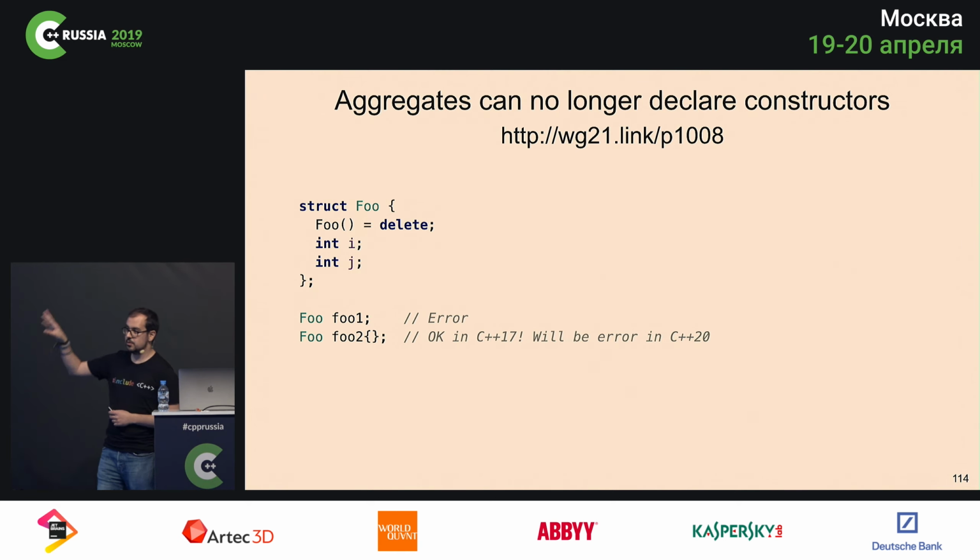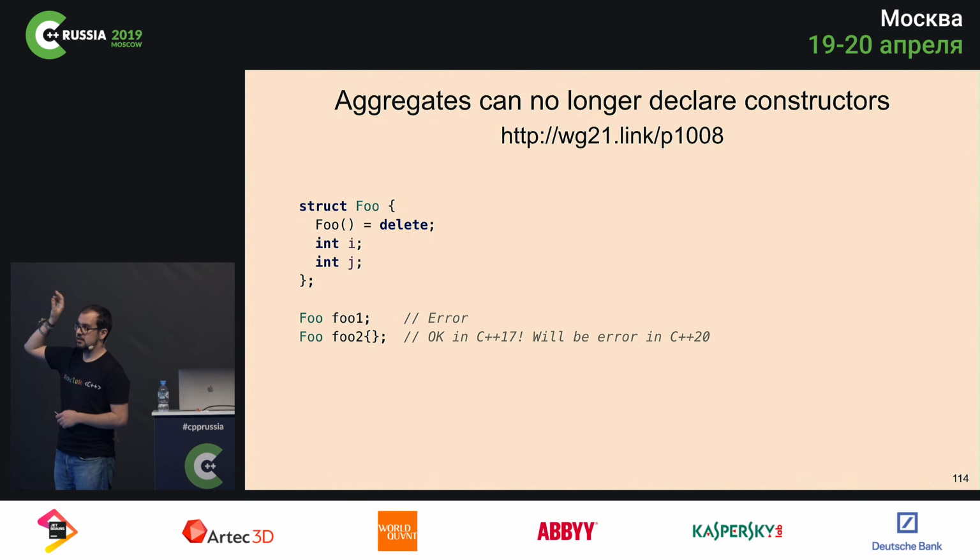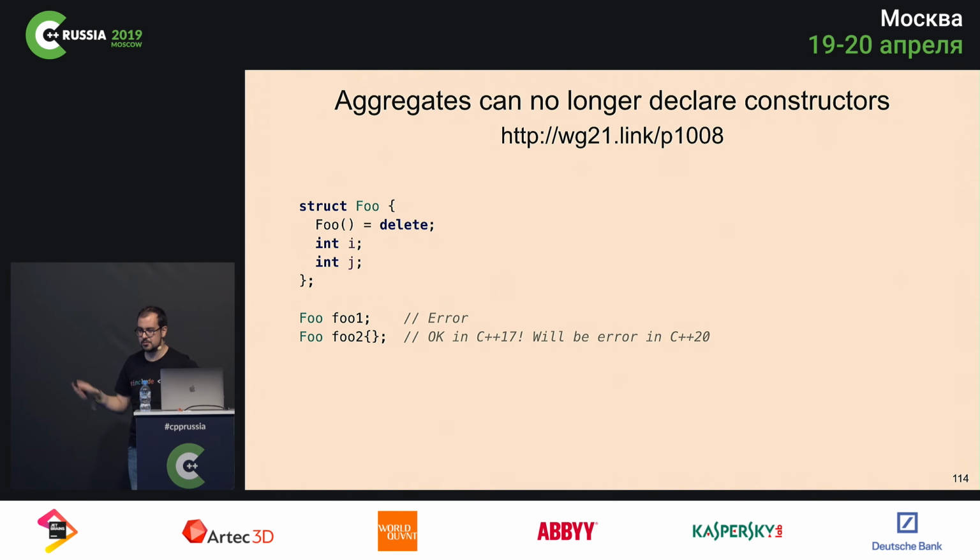And in C++17, we have the same mess where it's an aggregate if it doesn't have any user-provided constructors, right? So yeah, you remember this stuff, right? So C++20, very easy. As soon as you declare any kind of constructor, it's not an aggregate anymore.